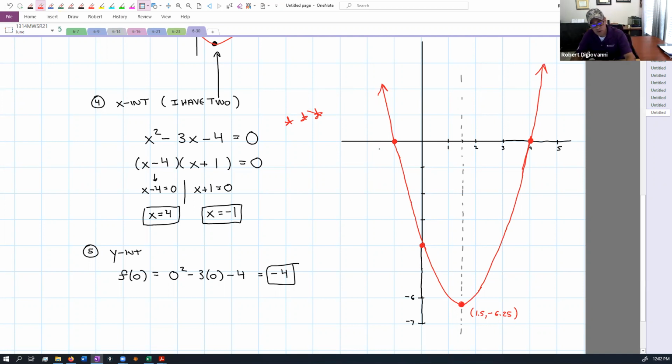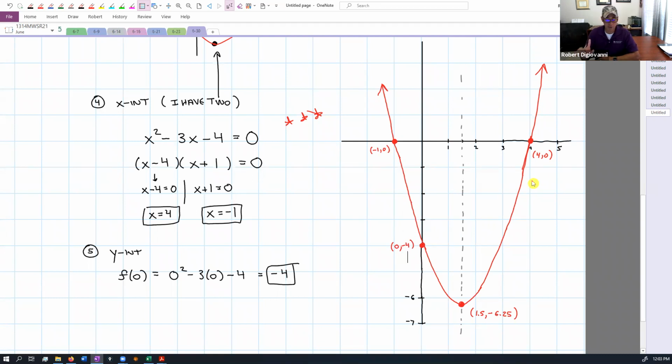Now, what I would want on a test is for you to label the x-intercepts and your y-intercept as points. So I know it hits at (4, 0), at (-1, 0), and at (0, -4), and I have the vertex here. And there's your drawing.